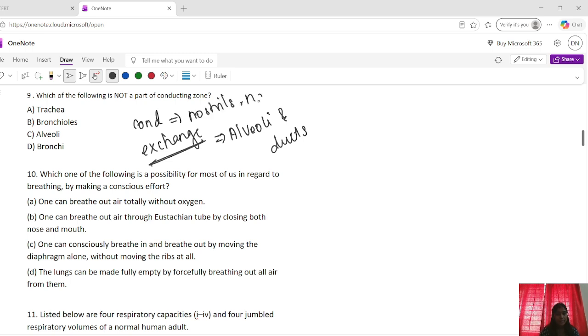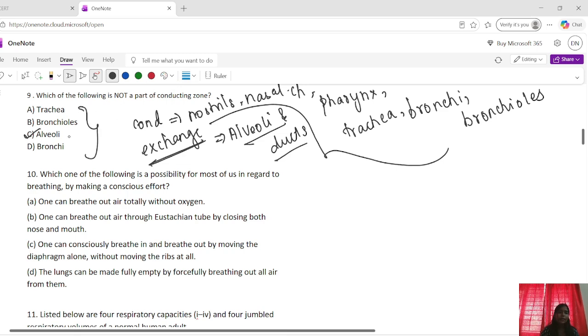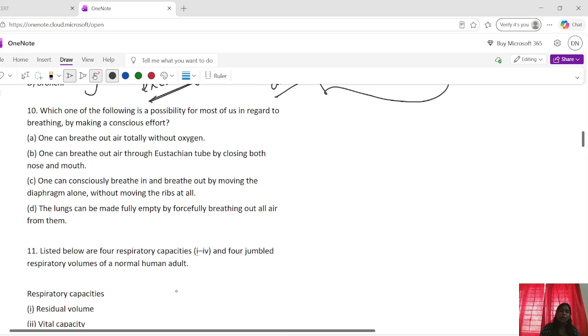Okay? The conducting part involves nostrils, nasal chamber, pharynx, trachea, and then bronchi and bronchioles. Okay, all of these are the conducting part and these are the exchange part. So, which is not a part of the conducting part in these options? Alveoli.